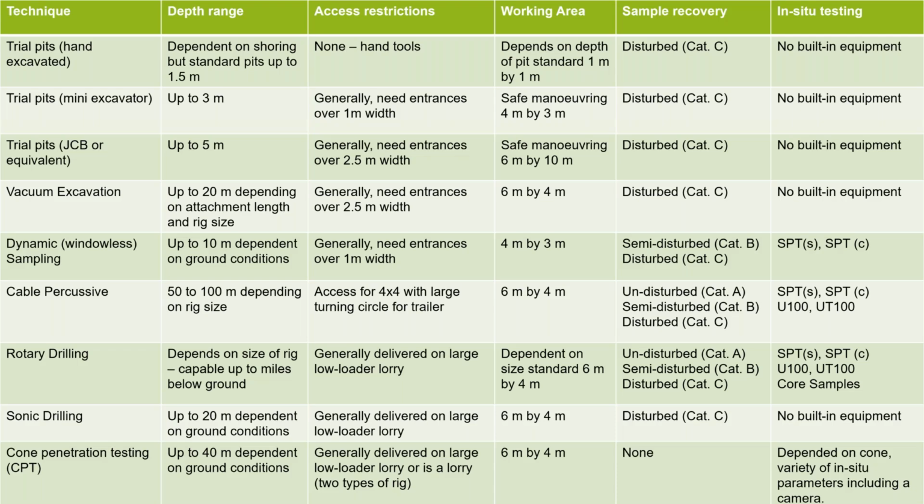The dynamic sampling, up to about 10 meters, depending on your ground conditions. If you've got very dense gravels, you're probably not going to go very far at all with this rig. It has got a smaller working area, and generally it can get through doorways of about a metre in width. You can take off the sides and sometimes get it down to 900 mil. The cable percussive, rotary and sonic ones are generally much bigger rigs, but you can get your undisturbed and semi-disturbed samples from those types of investigation.